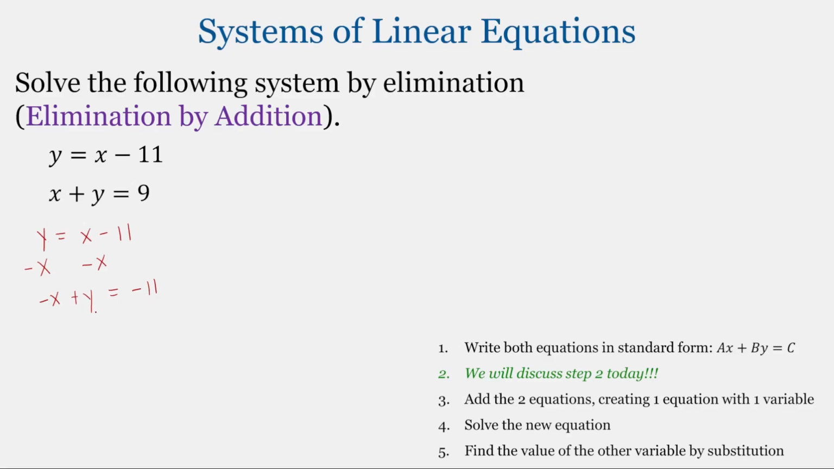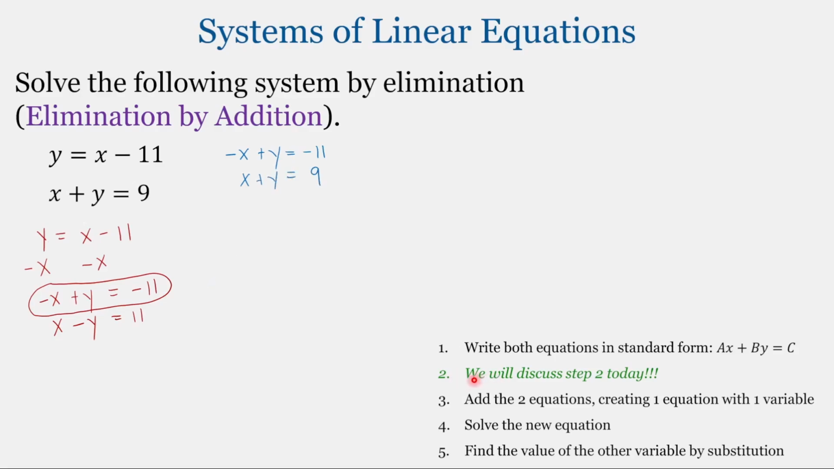We can leave it in this form, or we can multiply everything by negative 1 so that we don't have a negative 1 for our coefficient in front of x. That would give us x minus y equal to positive 11. So all these signs just flipped. But I'll go ahead and stick with this first equation. So now we have negative x plus y equal to negative 11, and x plus y equal to 9.